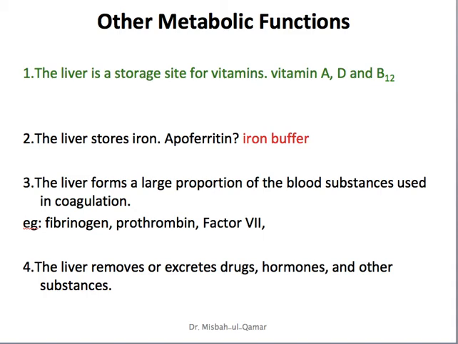So the storage function includes storage of vitamins, and the vitamin stored in greatest quantity in liver is vitamin A, while large quantities of vitamin D and B12 are also stored in liver.